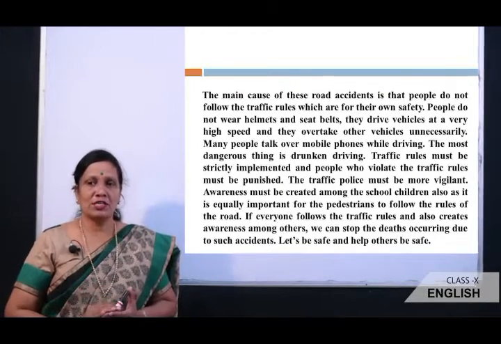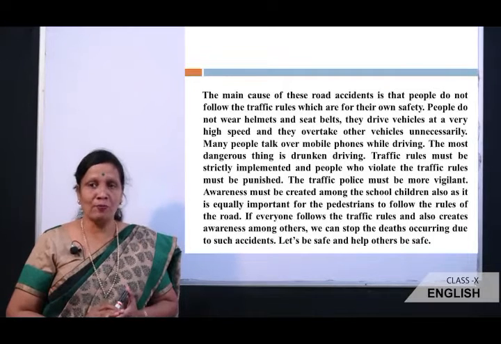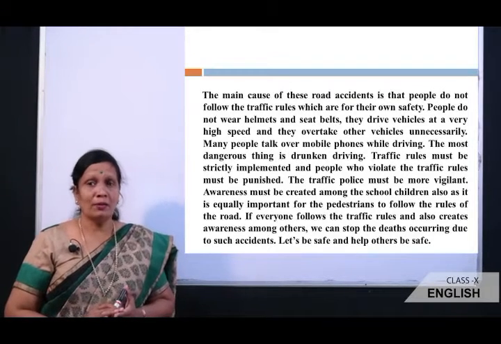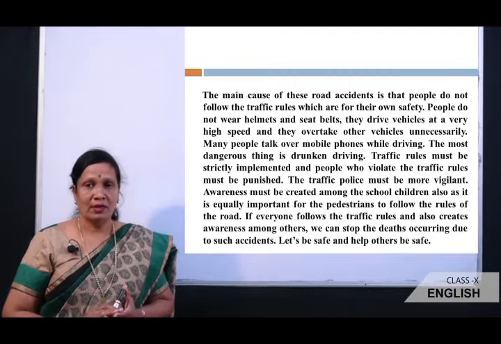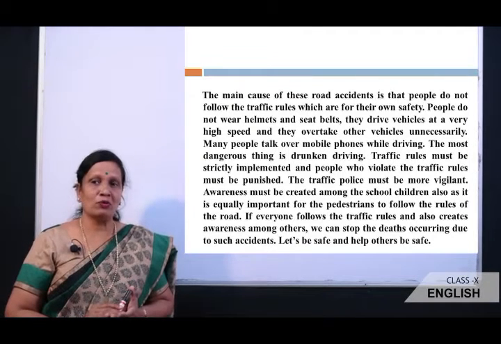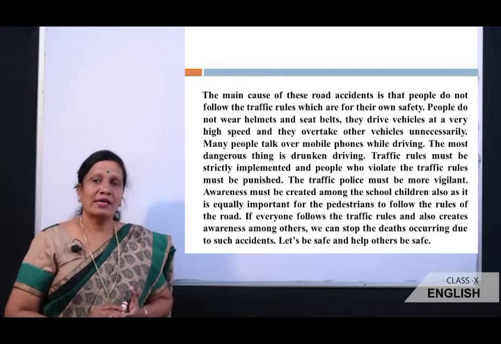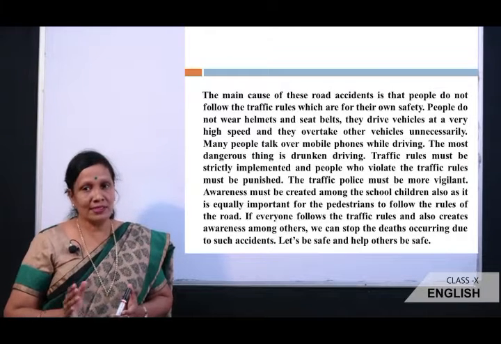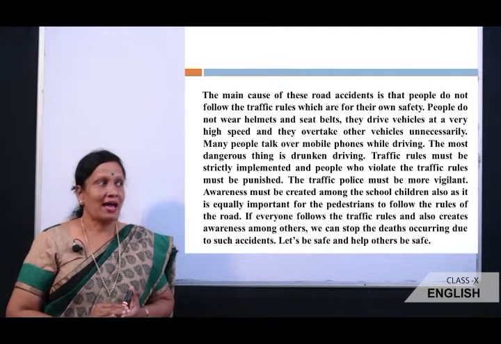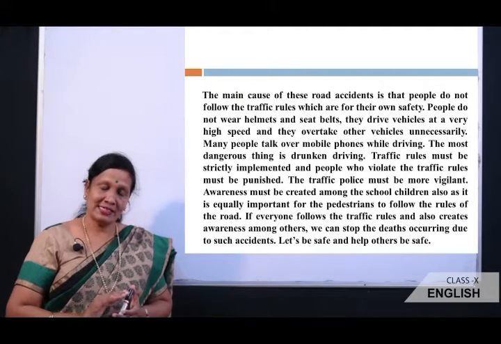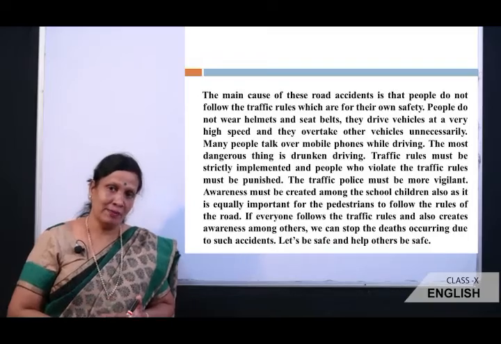Awareness must be created among the school children also, as it is equally important for the pedestrians to follow the rules of the road. If everyone follows the traffic rules and also creates awareness among others, we can stop the deaths occurring due to such accidents. Let's be safe and help others be safe.